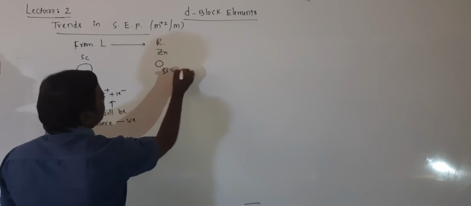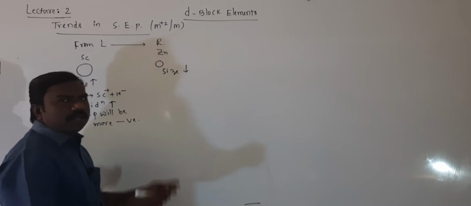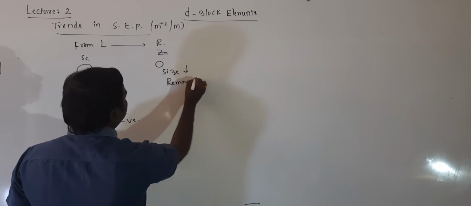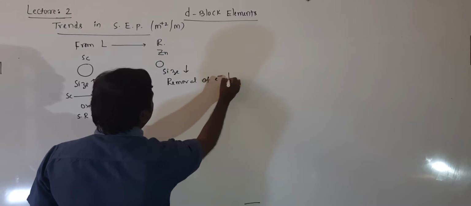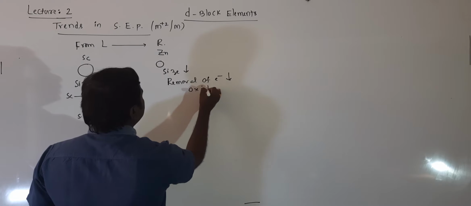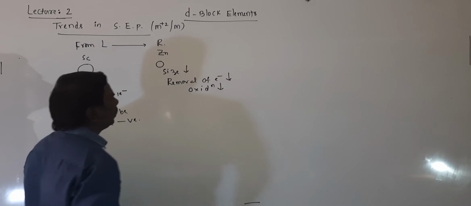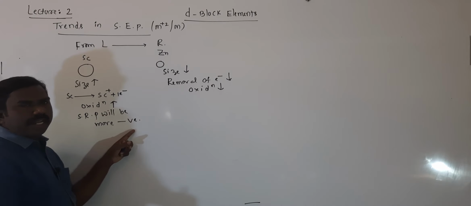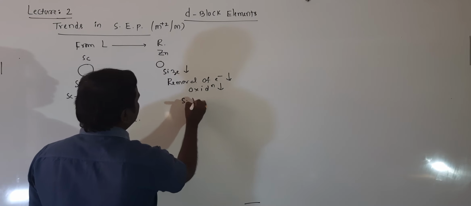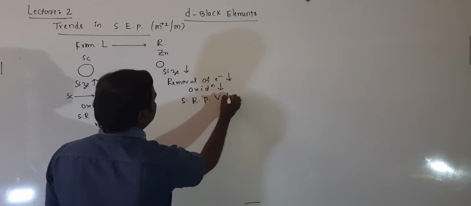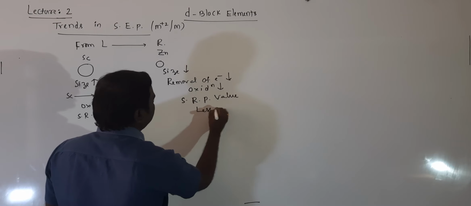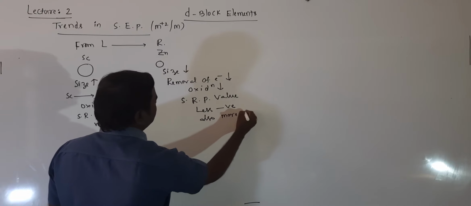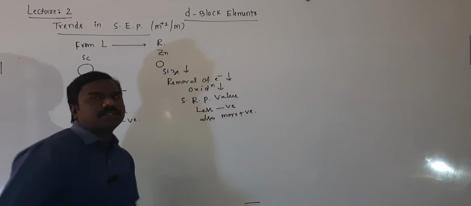When size decreases, it means removal of electrons decreases, nothing but oxidation decreases. When oxidation increases, SRP is more negative. When oxidation decreases, the SRP value will be less negative, also called more positive.